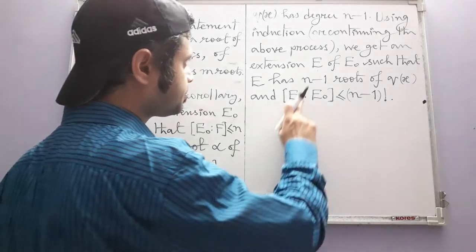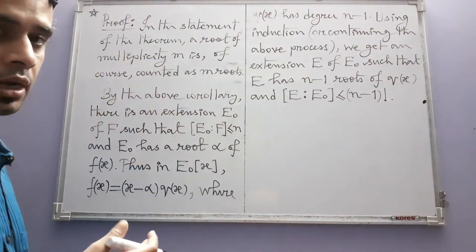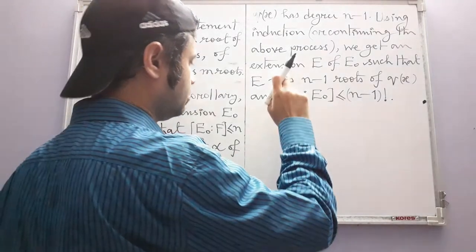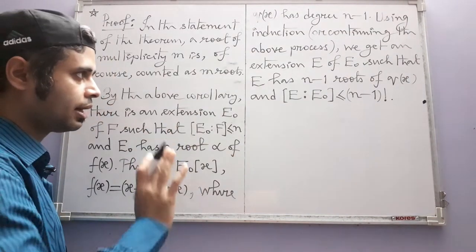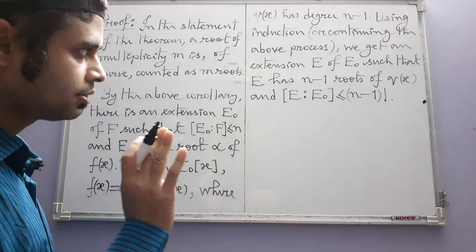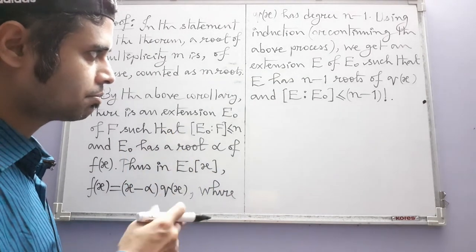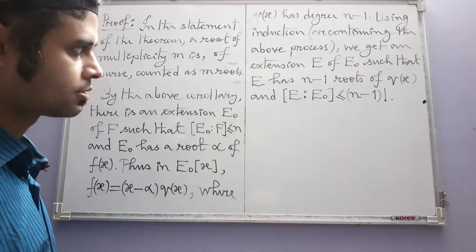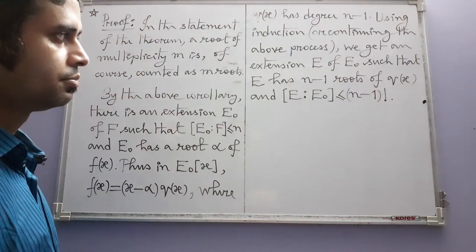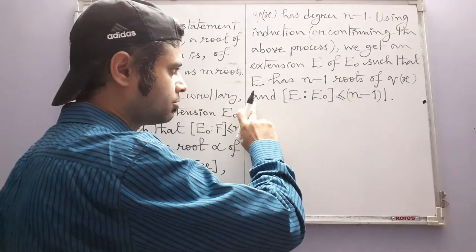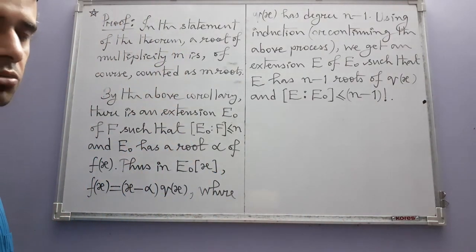And so you can apply now, by the induction hypothesis, there will be an extension of E naught which will have all the roots of this q(x). So you are applying the induction hypothesis on the polynomial q(x). Okay, so that's how we get an extension E of E naught, which has n minus 1 roots of q(x) and whose degree over E naught satisfies this inequality.